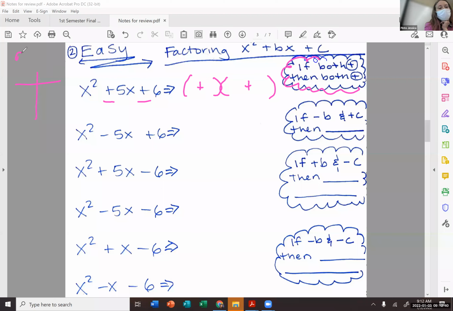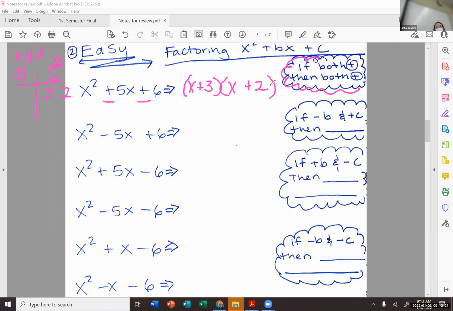Now, we still make our t-chart in our mind. I need numbers that add to the middle and then times to the last number. So the middle number is 5, the last number is 6. For the first problem, I'm thinking of 2 numbers that multiply to 6, such as 3 and 2. Do 3 and 2 also add to positive 5? So then this is easy. It's just x plus 3 and x plus 2. You do not need to do the intermediate steps when there's no coefficient.